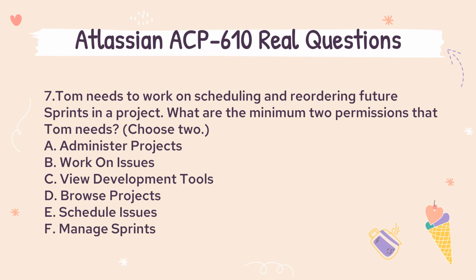7. Tom needs to work on scheduling and reordering future sprints in a project. What are the minimum 2 permissions that Tom needs? Choose 2. A. Administer projects. B. Work on issues. C. View development tools. D. Browse projects. E. Schedule issues. F. Manage sprints.